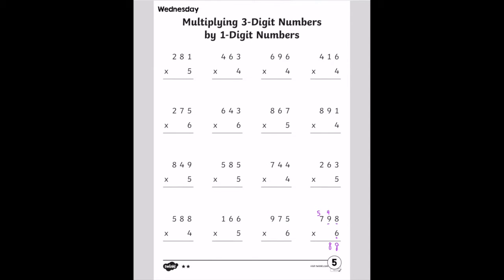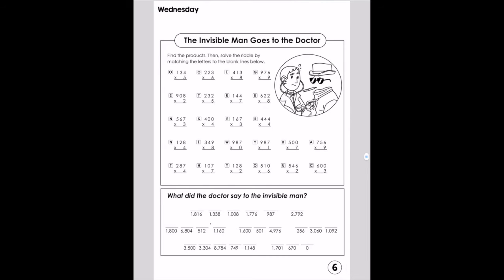And then we've got 7 times 6, which equals 42, plus the 5 equals 47. So we've got 798 times 6 equals 4,788. All right, on this next page, we have some more practice problems.